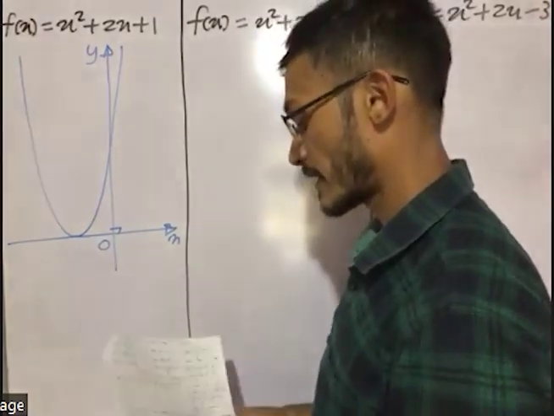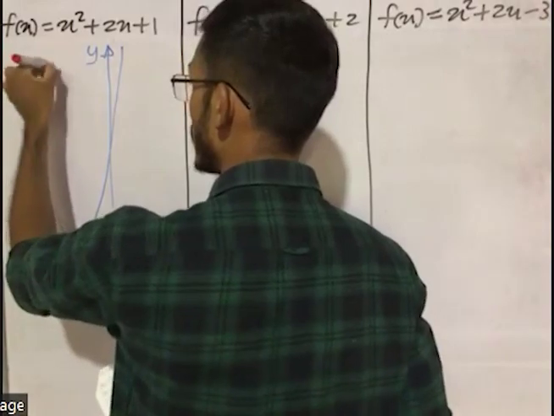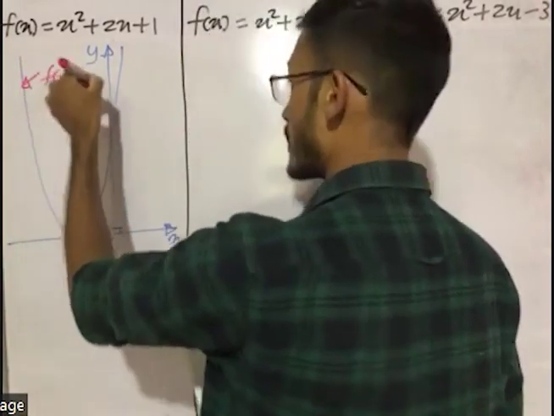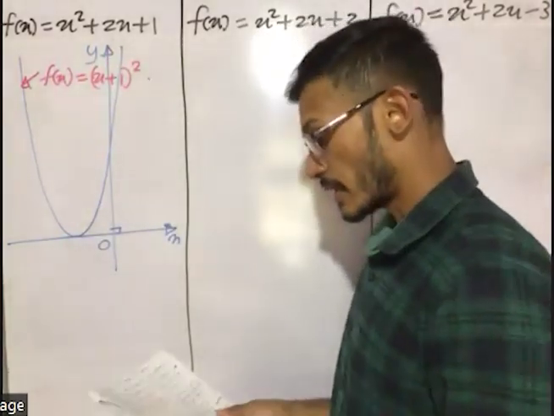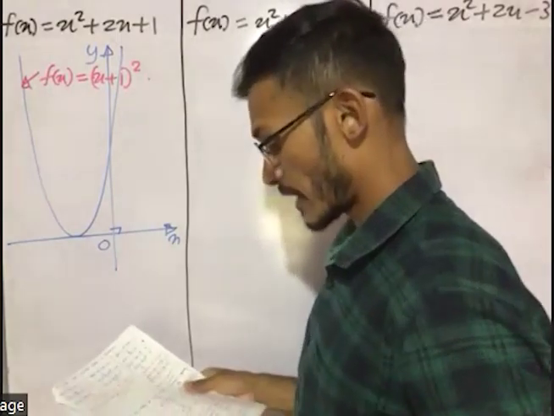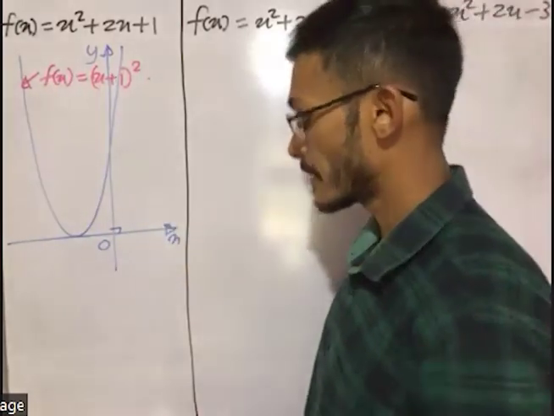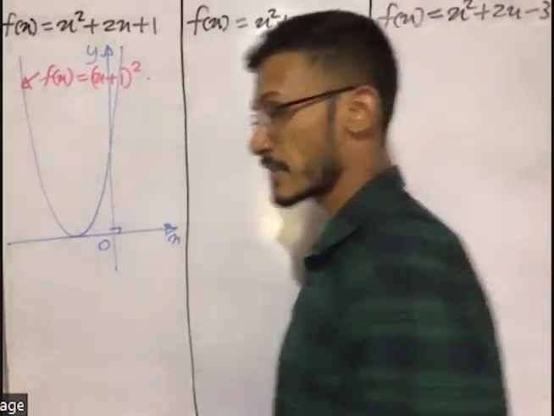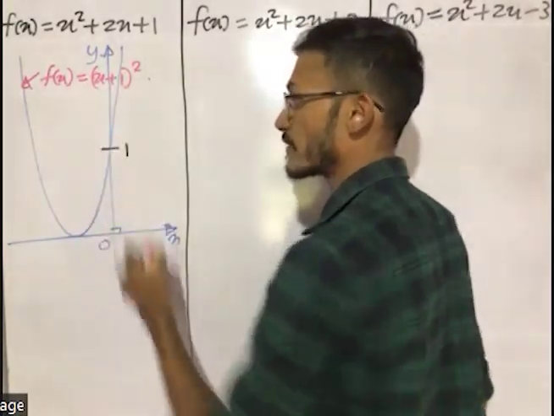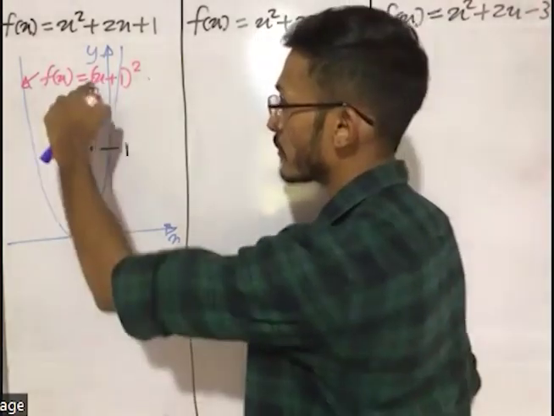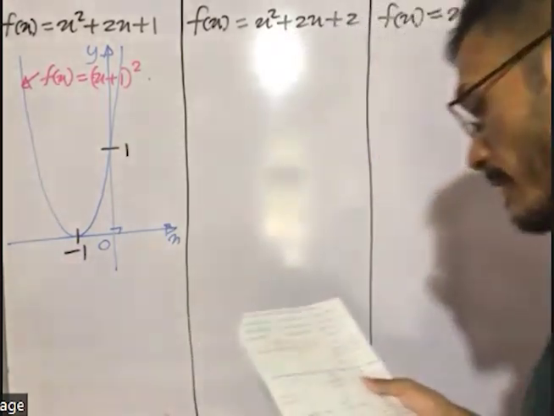So if you factorize this, we will get the function f(x) equal to (x plus 1) square. This is the function we will get, right? Now, here, if you substitute x equal to 0, you will get the y-intercept value. So when x equal to 0, y equal to 1. This is the y-intercept value. When y equal to 0, you will get the x-intercept value, that is minus 1.